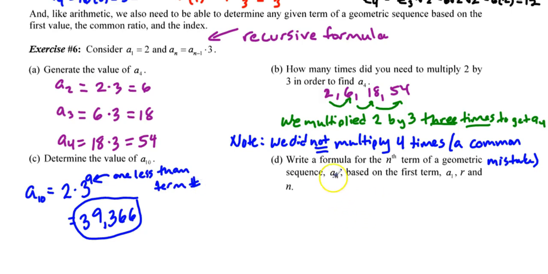So finally, our explicit formula. The advantage of an explicit formula is that it allows us to jump to any term we want, the 500th term, although that would grow pretty quick because we're multiplying by 3. You're going to take your first term, kind of like we took our 2, and you're going to multiply by that common ratio, r. How many times? Well, it's always going to be 1 less than the term number you want to find, and so our exponent is going to be n minus 1.